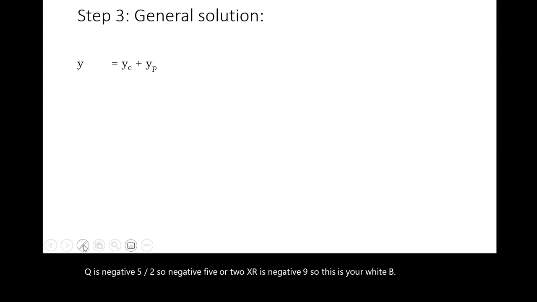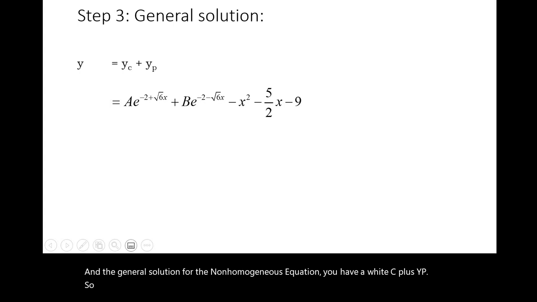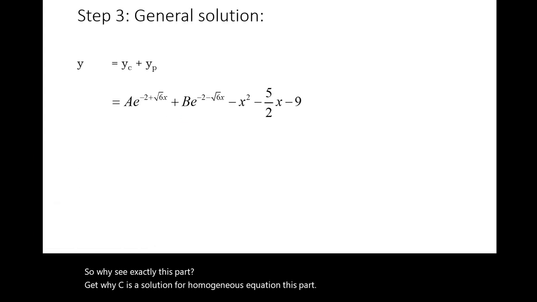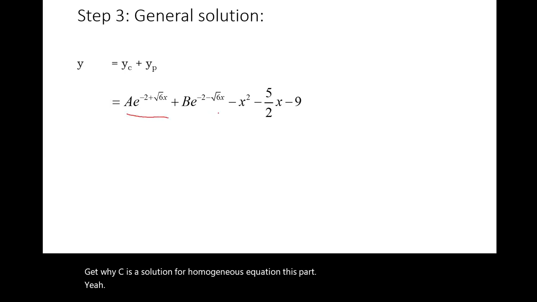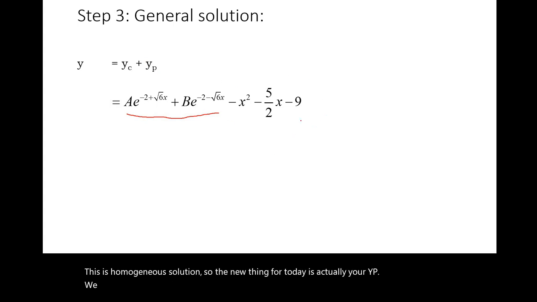And the general solution for the non-homogeneous equation, you have yc plus yp. So yc is actually this part. yc is the solution for the homogeneous equation, this part. This is the homogeneous solution. So the new thing for today is your yp. We find the yp using undetermined coefficients. Okay, so any questions before we look at the next case?